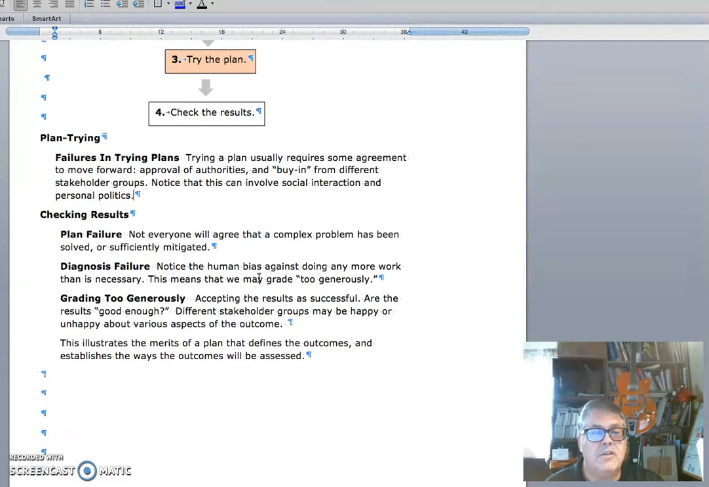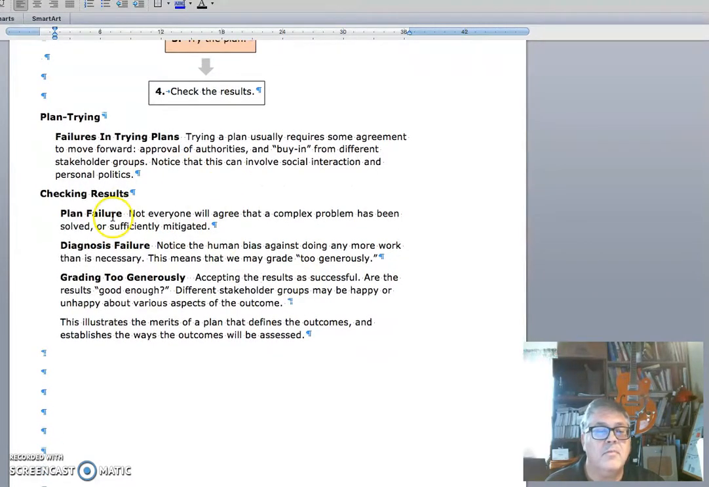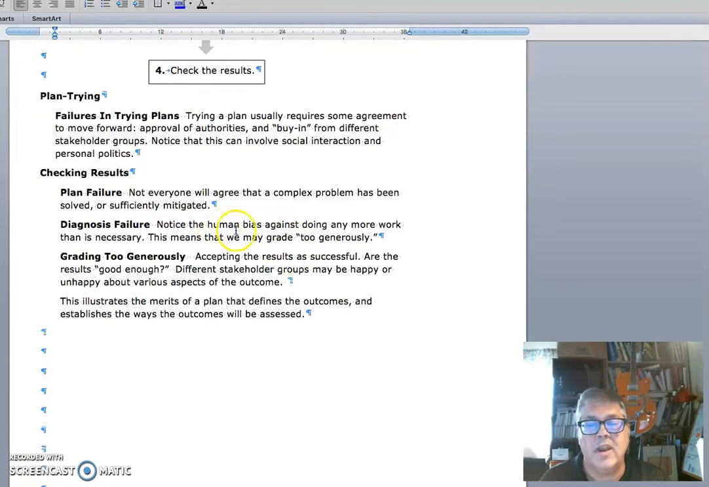Now, what about when you check results? If you're going to check the results, not everyone will agree that a complex problem has been solved or sufficiently mitigated. Meaning, have we done well enough yet? And notice that our bias against doing any more work than is necessary means that we might grade too generously. We think, it's good enough. It solved my part of the problem.